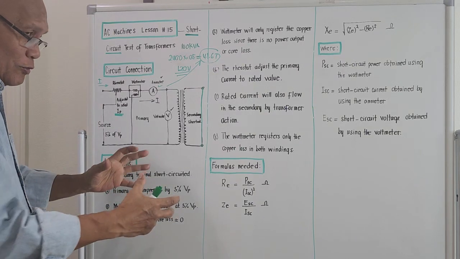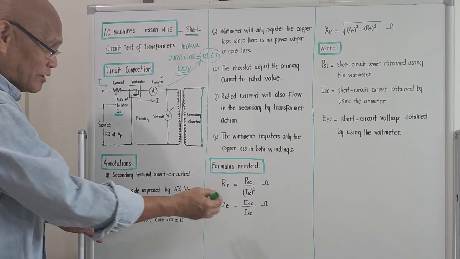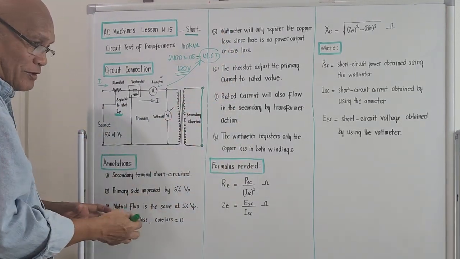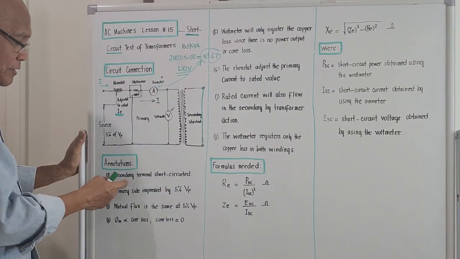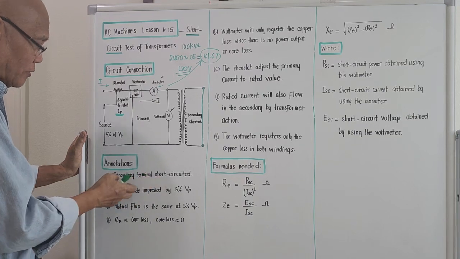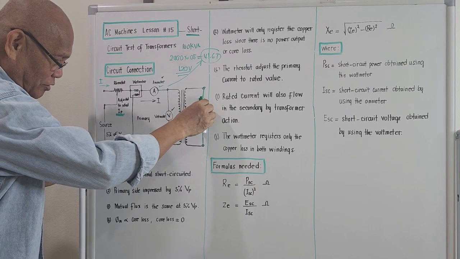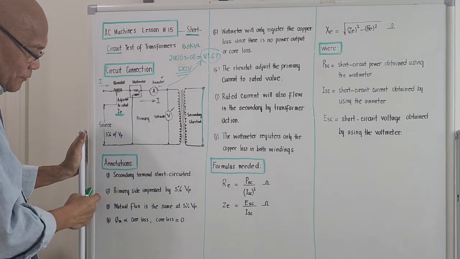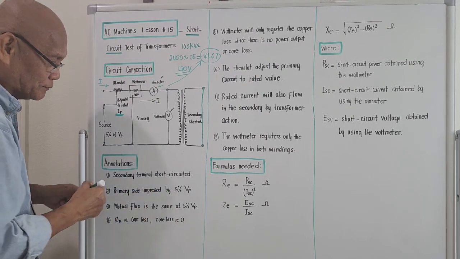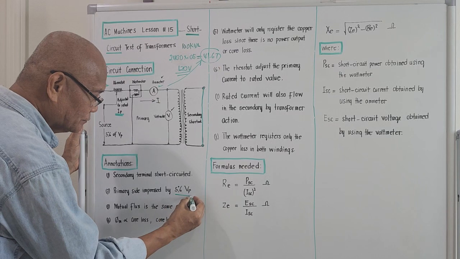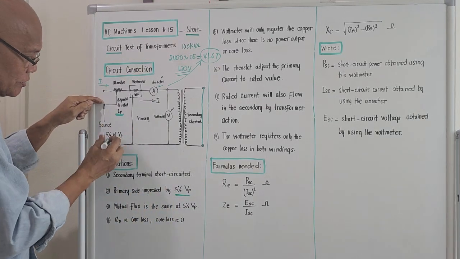Okay, I will go back to the annotations now. Actually, what I discussed is the one being mentioned in the annotations. Annotations is just a summary. I will try to read it. The secondary terminal is short-circuited. Step number 1 is we short-circuit this one. Step number 2, the primary side impressed voltage is 5% of BP. You impress only a voltage here, the magnitude is 5% of BP.